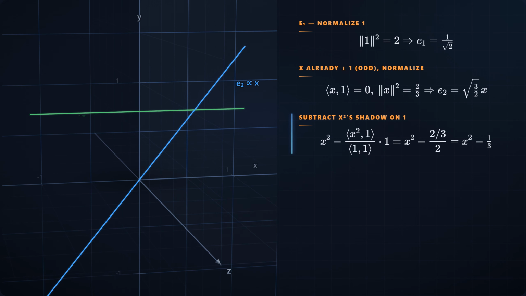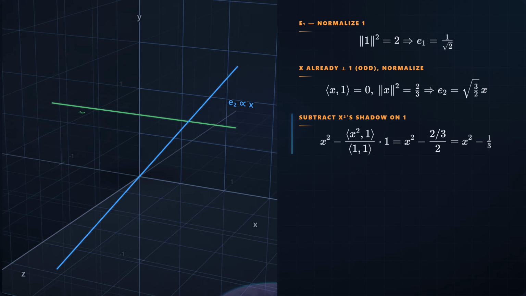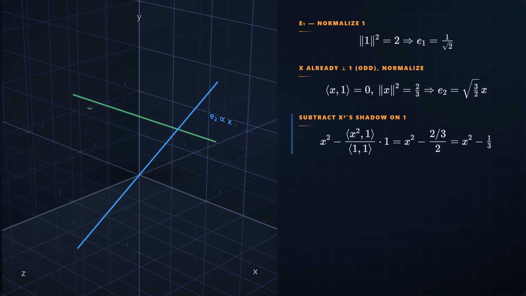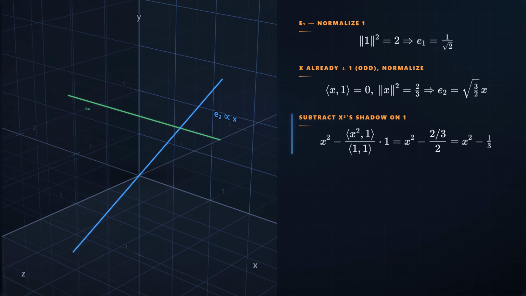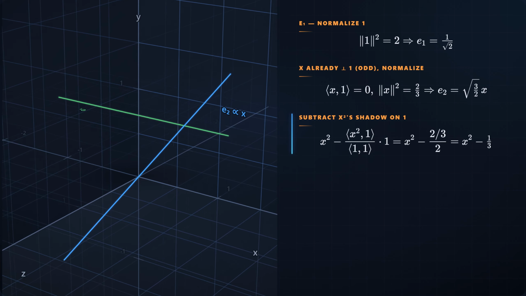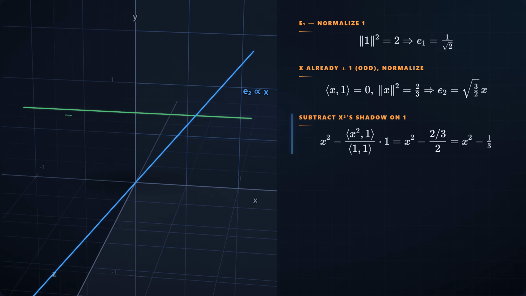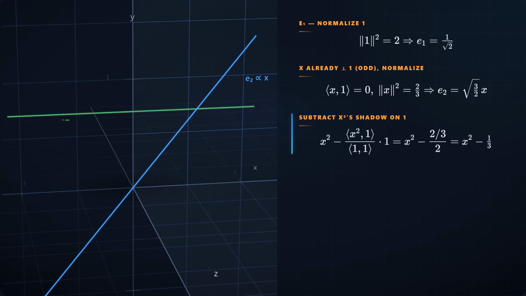Its norm squared is 2/3, so e2 is root 3/2 times x. Now x squared. It's even, so it is not orthogonal to the constant, and we must subtract its shadow. The scalar product of x squared with 1 is 2/3 over the norm squared of 1, which is 2, so subtract 1/3. That gives x squared minus 1/3. Note it's automatically orthogonal to x already, again by parity.